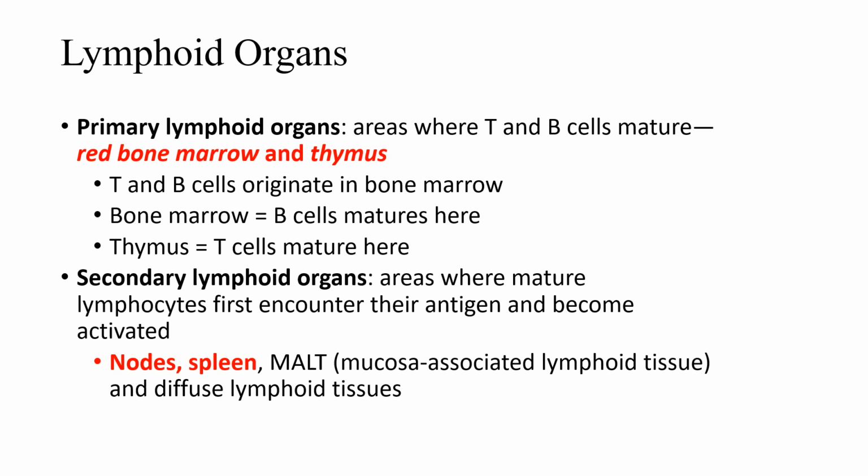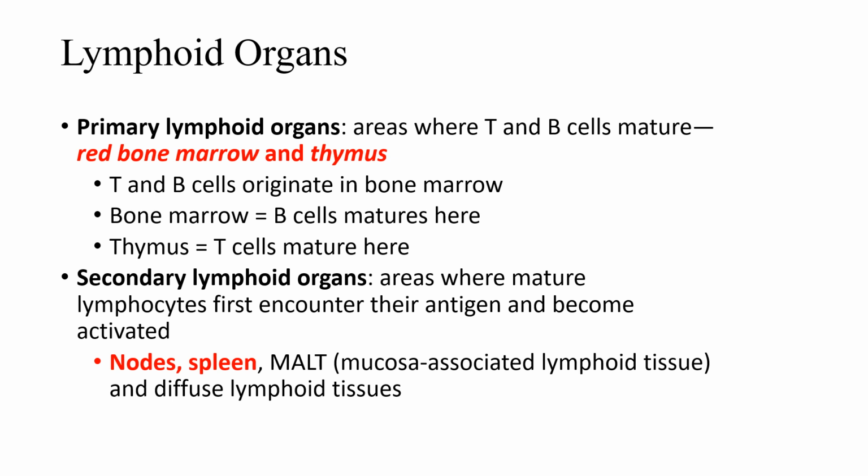Now there is two tiers to this system. There's the primary lymphoid organs and the secondary lymphoid organs. The primary lymphoid organs are simply where lymphocytes mature. So really there's only two of those, red bone marrow and the thymus. Remember, both originate in the bone marrow, and that's where the B cells will mature, but T cells will migrate to the thymus and mature here.